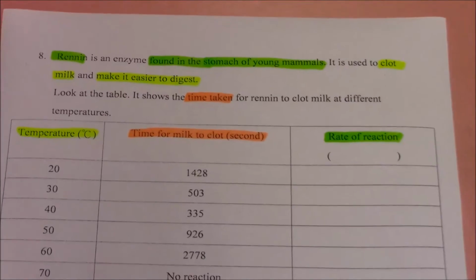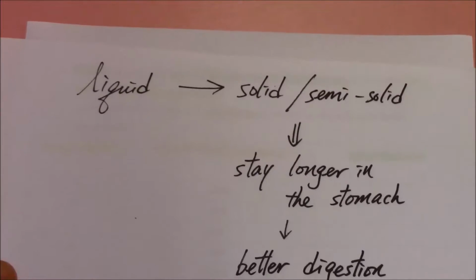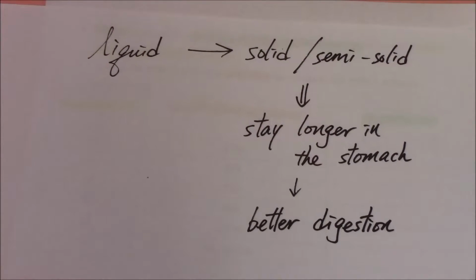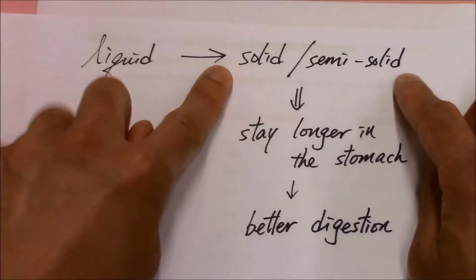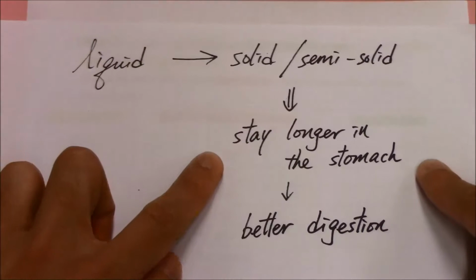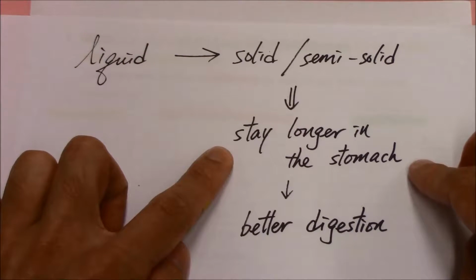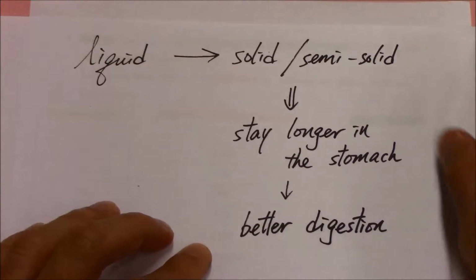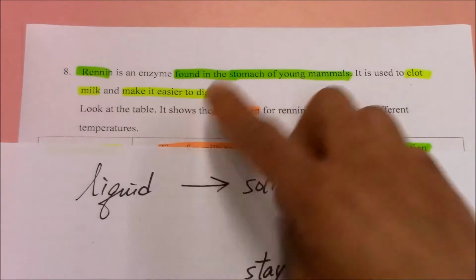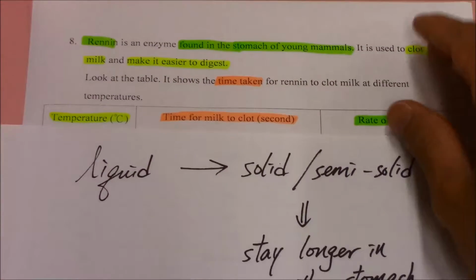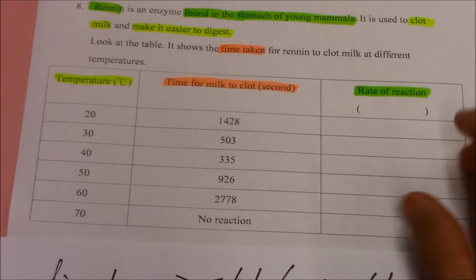As I said in the last lesson, renin is the enzyme. It can clot the milk to make it from liquid form to solid or semi-solid form. And then the semi-solid so-called milk will stay longer in the stomach and then for better digestion. And that's what it means, make it easier to digest. And look at the table. It shows the time taken for the renin to clot milk at different temperatures.